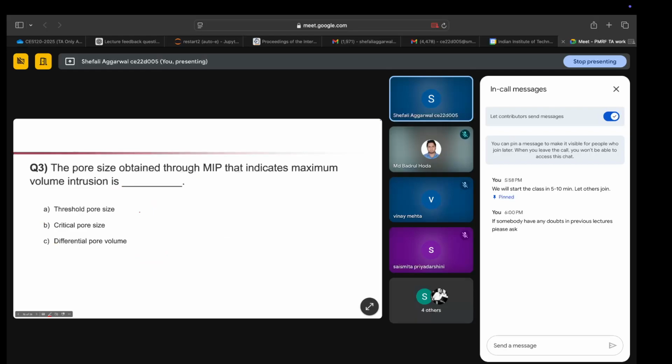Okay. So the next question is: the pore size obtained through MIP that indicates maximum volume intrusion is threshold pore size, critical pore size, or differential pore volume. A. Correct.